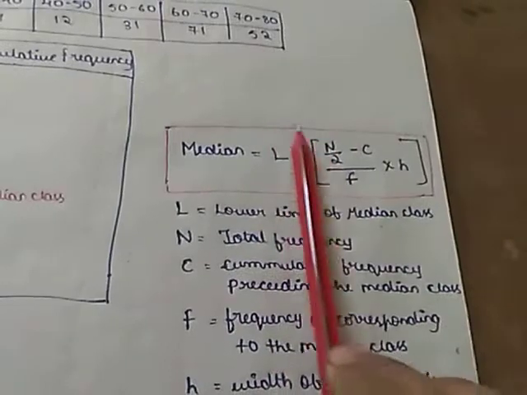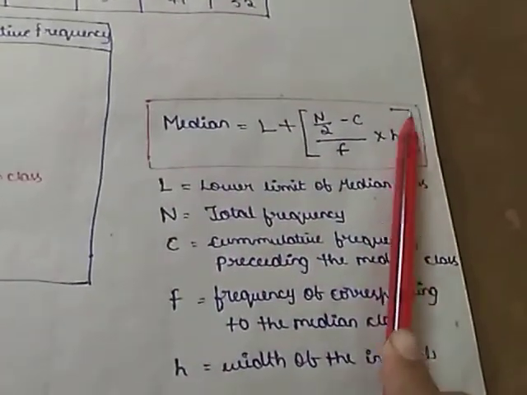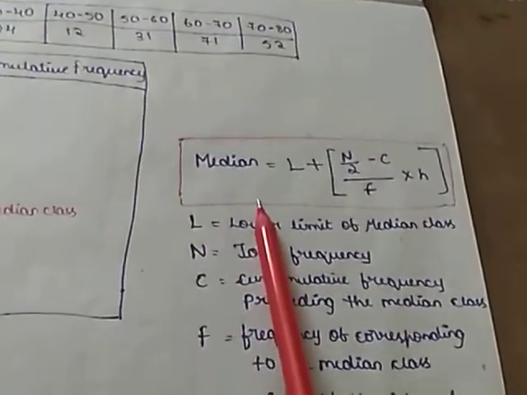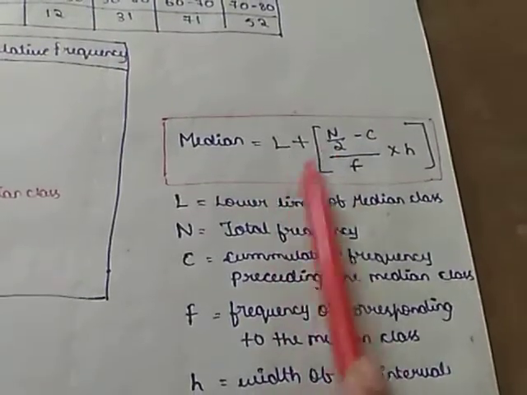Please note the formulas in your book, then only you will remember them. Okay, this is the formula to find the median in a continuous series: L plus (n by 2 minus C) by f, into h.